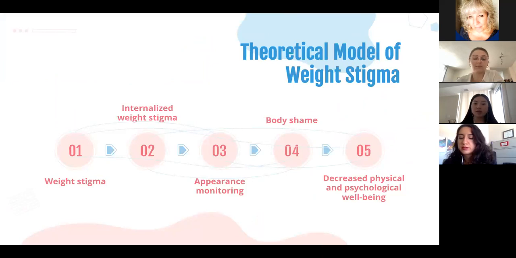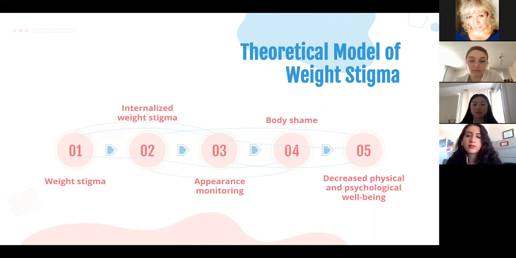So this is a theoretical model that showcases variables that are associated with weight stigma. This model is pulled from a study comparing weight-inclusive and weight-stigmatized groups. The study demonstrated that there were no benefits in health interventions that promote weight stigmatization. In fact, there were adverse effects.